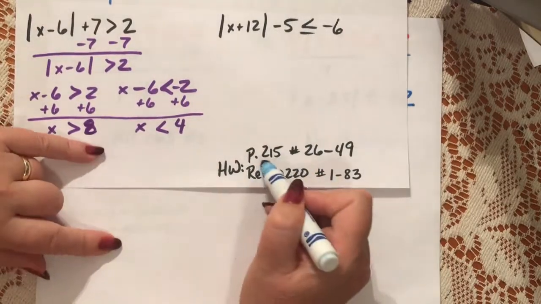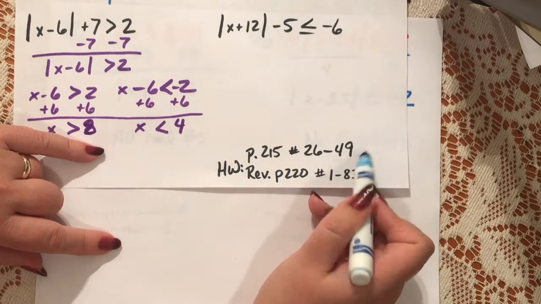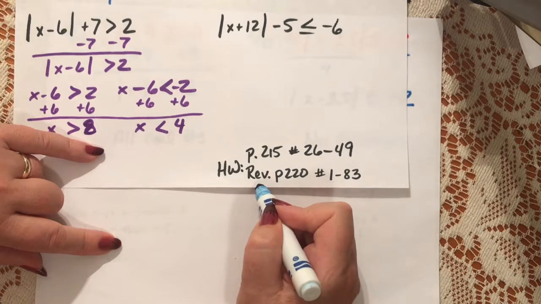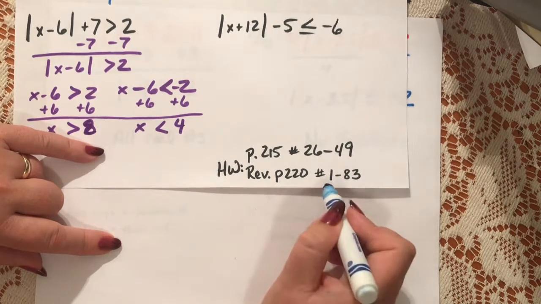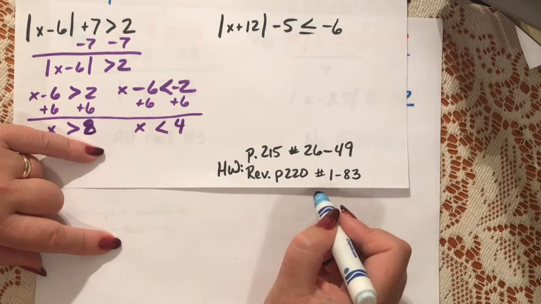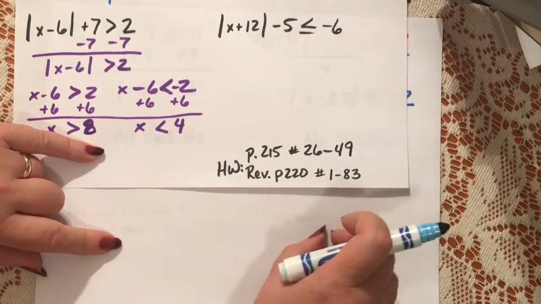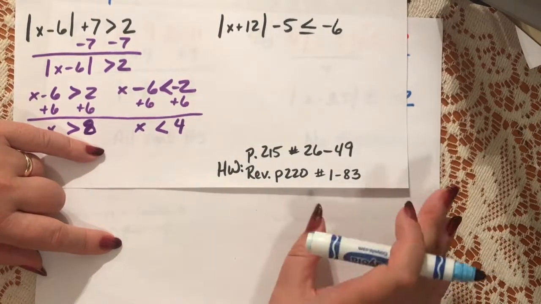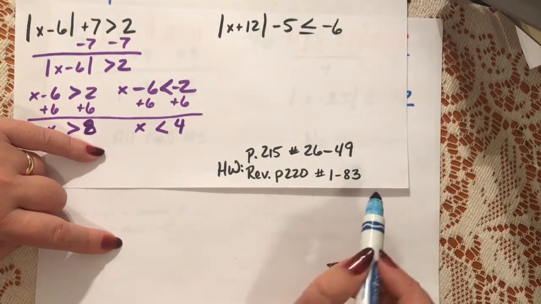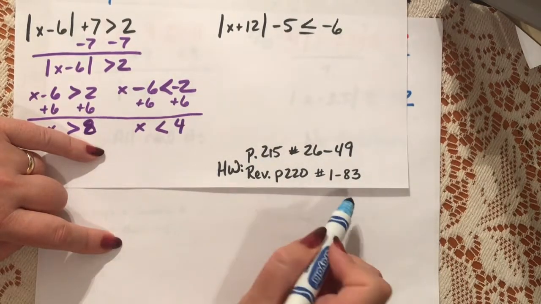Your homework for this section starts on page 215. It's numbers 26 to 49. Once you're finished with this section, we're done with chapter 3 and we're ready to do the review problems that start on page 220, and you're going to do all 83 of them. You will have 2 days of class to work on this. A day just to work, a day to finish work, answer questions, and correct so that you can be ready for your test. So please know that that's coming up, and make sure you don't have any questions you need to ask me. You know that you can solve any problem here.